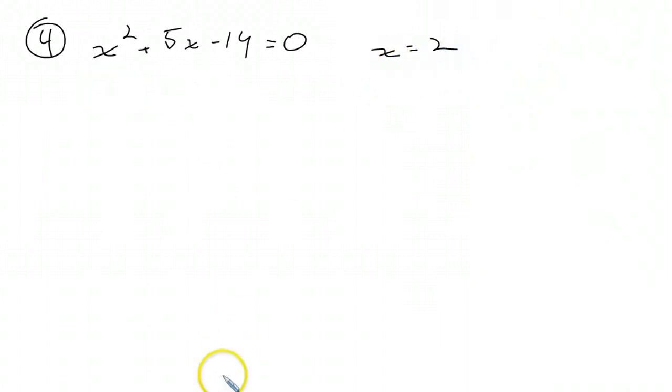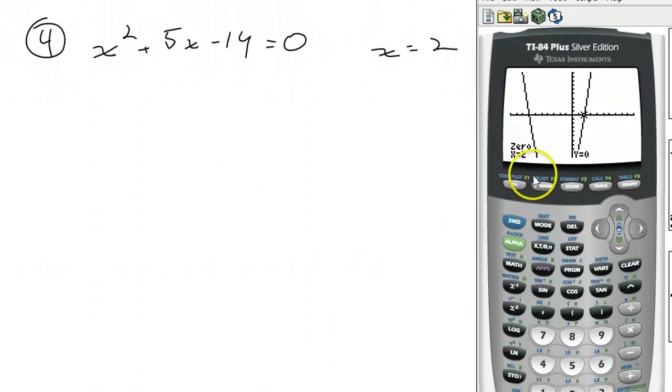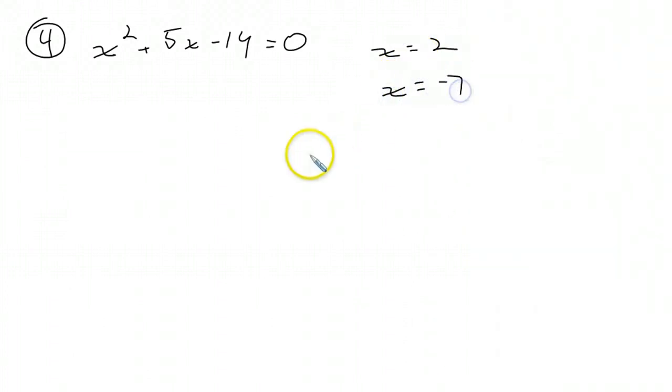And then you would do the same thing for the other side. Second calc, 0, move over so that you are to the left of this 0, and then to the right of this 0, and then it will also give you x equals -7 as another 0. So we have x equals 2 and x equals -7.